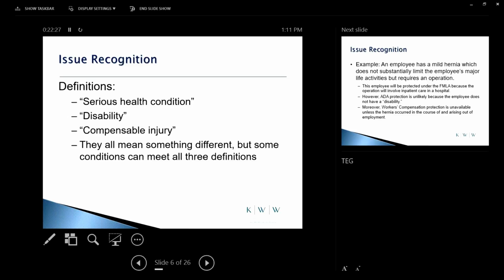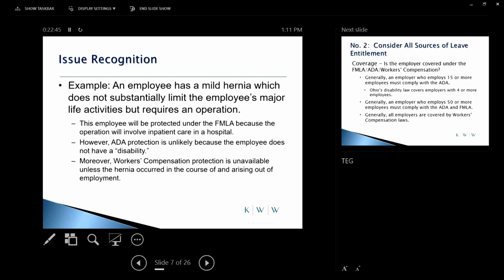And each of these mean different things, and the same medical condition might qualify as a serious health condition under the FMLA, and it might also be a disability under the ADA, and we want to make sure we afford the employee their full protections under both and not miss anything. So I have an example in the PowerPoint.